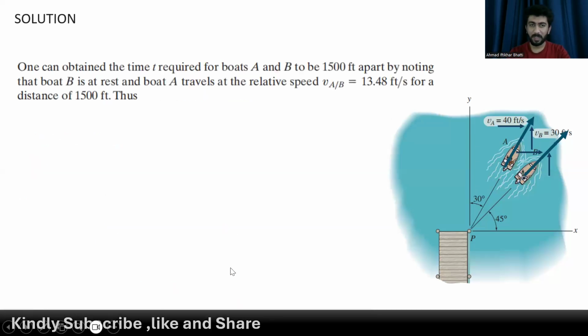We can find the time t required for boats A and B to be 1500 feet apart by noting that boat B is at rest and boat A travels at a relative speed of 13.48 feet per second. So t is equal to the distance, 1500, divided by the relative velocity, 13.48. We get a time of 111.26 seconds, or 1.85 minutes.